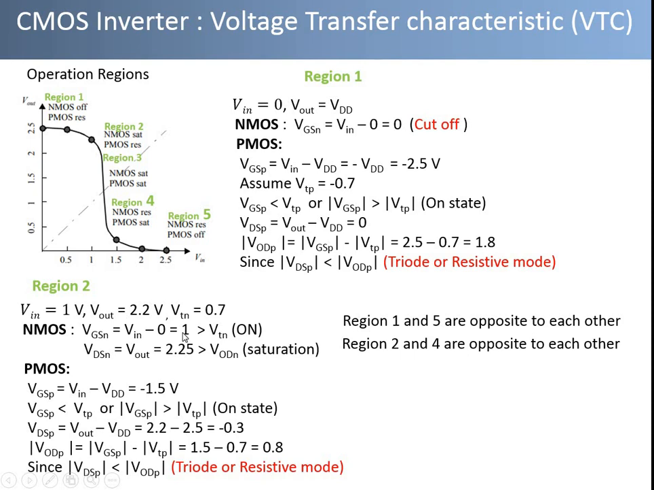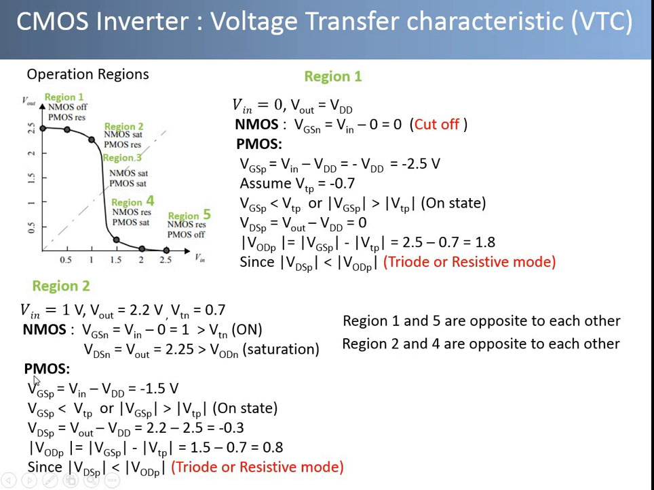which is equal to 1 volt, and this is greater than the threshold value of NMOS, therefore the NMOS transistor is in on state. Further, the drain to source voltage of NMOS is equal to Vout, and this is equal to 2.2, which is greater than the overdrive voltage. Overdrive voltage is what? VGS minus VT. So 1 minus 0.7 is 0.3, but VDS is greater than 0.3, so NMOS is in saturation mode.